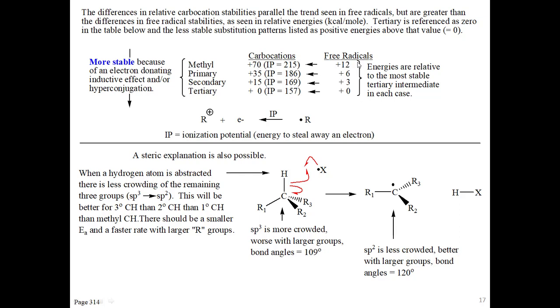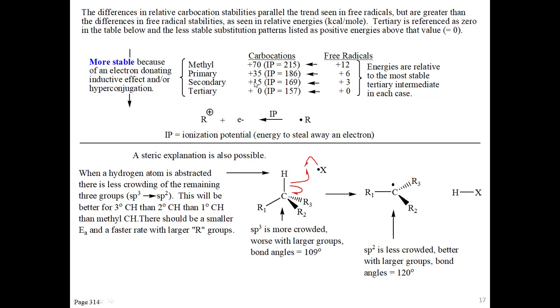If I look at the free radicals, that extra R group stabilizes by 6 kcal. Okay, because it's not totally naked. It has a single electron there. And then if I add another R group, it comes down about 20 kcal from the primary to secondary.